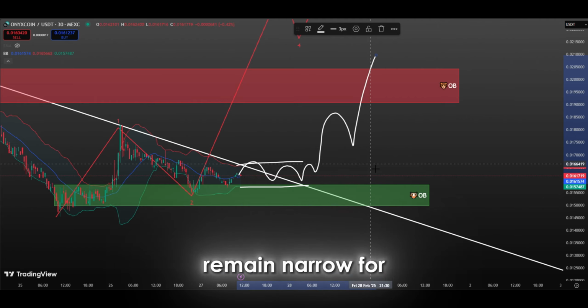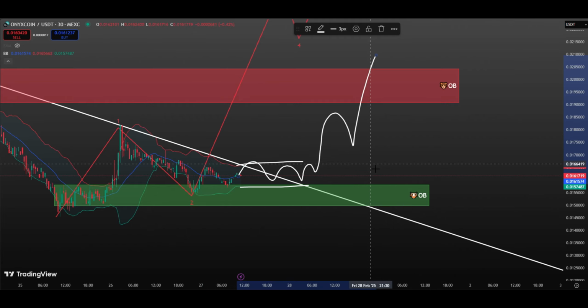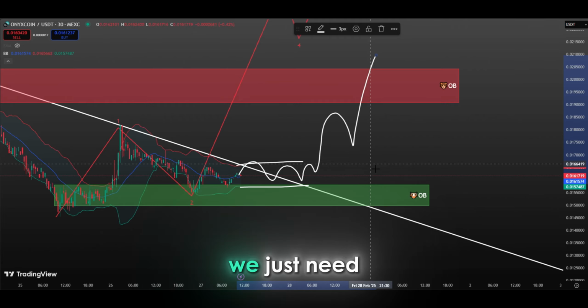Especially when the bands remain narrow for a long period of time, it indicates that the price movement will be stronger. This is because the energy accumulated in the market can suddenly be released at a certain point and start a strong trend. The movement can sometimes take a long time to come, we just need to be patient.